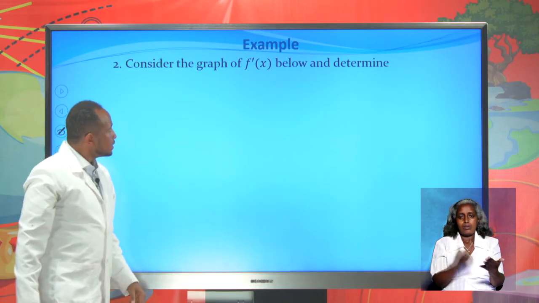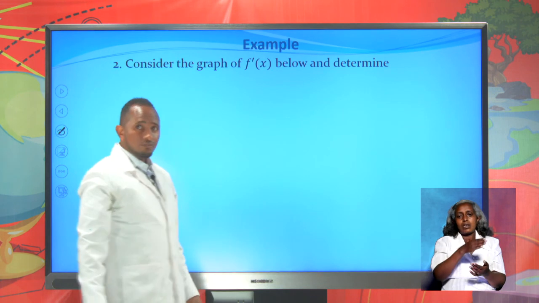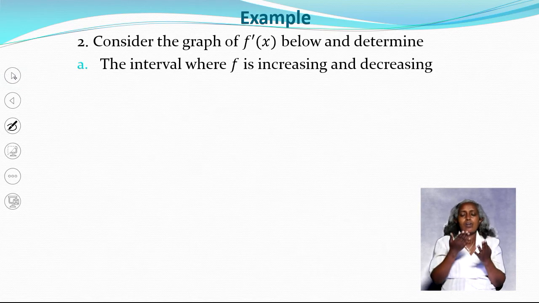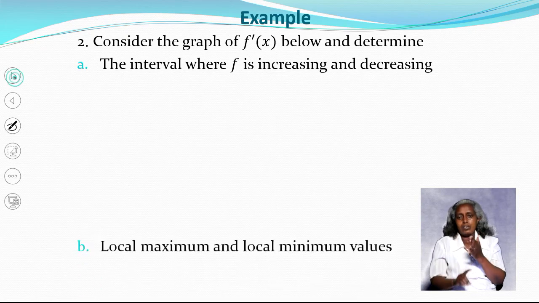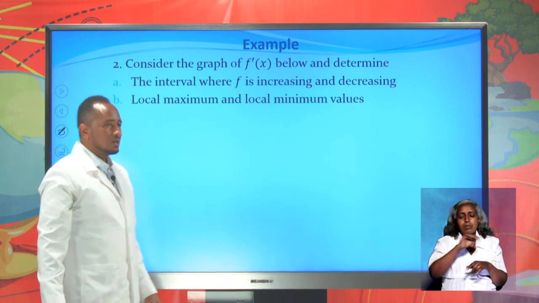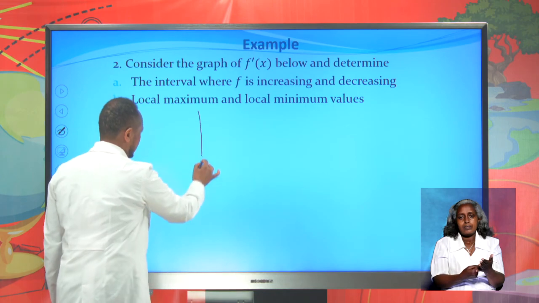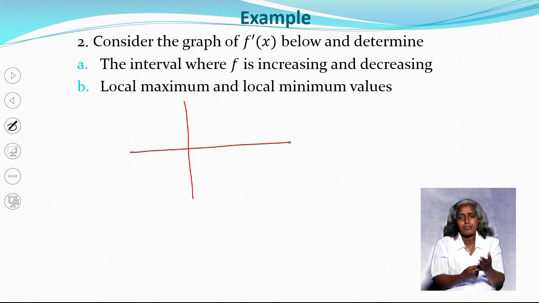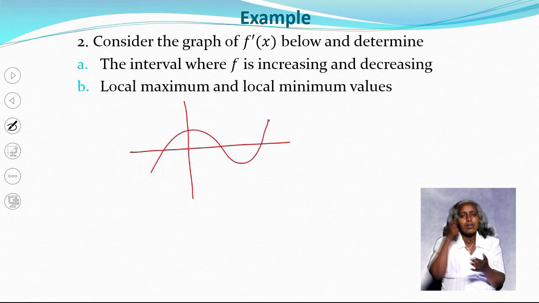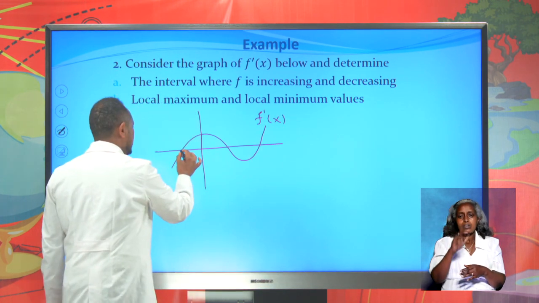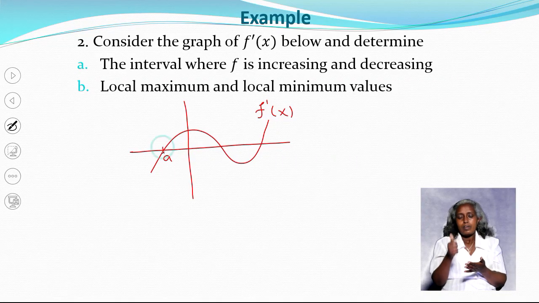Okay, now here, consider the graph of f derivative of x below and determine the intervals where f is increasing and decreasing and the local maximum and local minimum values. Look, the graph given is this one. Assume this is not the graph of f of x, the graph of f derivative of x is given. And this point is A, this point is B, this point is C.